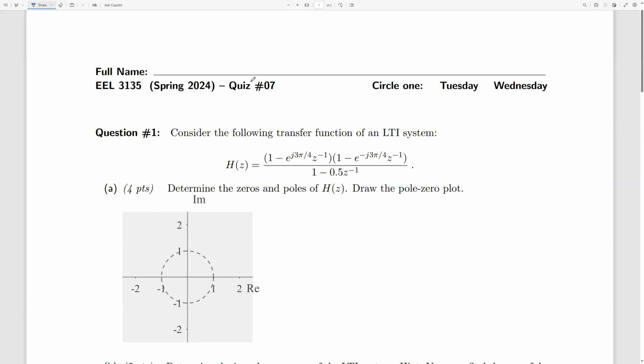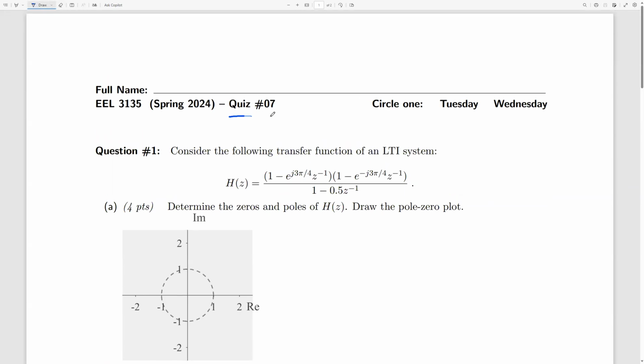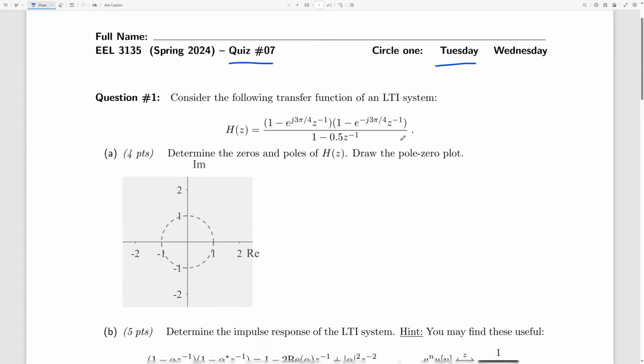Okay, this will be my quiz solutions for quiz 7. This will be basically the first part right after the midterm, and this will be Tuesday, Dr. Holly's section. Here we go.